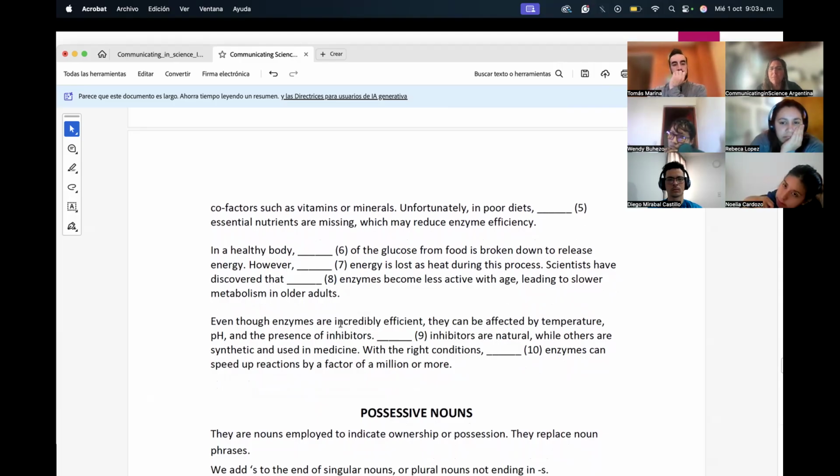Even though enzymes are incredibly efficient, they can be affected by temperature, pH, and the presence of inhibitors. Sorry. Inhibitors are natural, while others are synthetic and used in medicine. What would you put here?